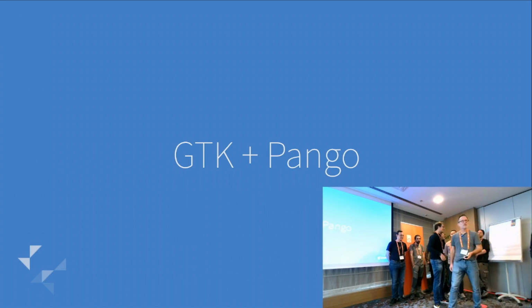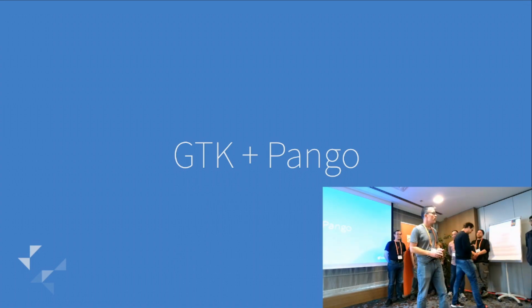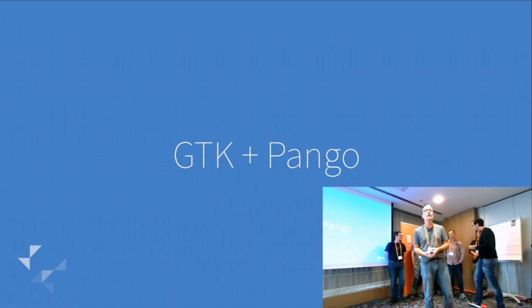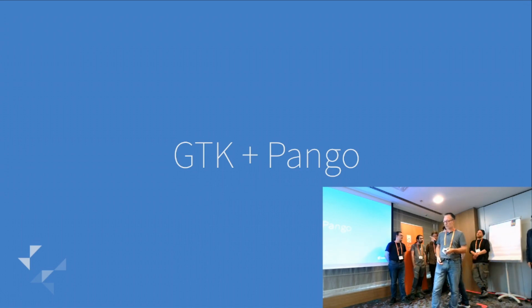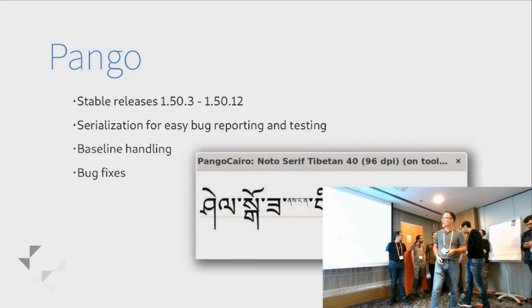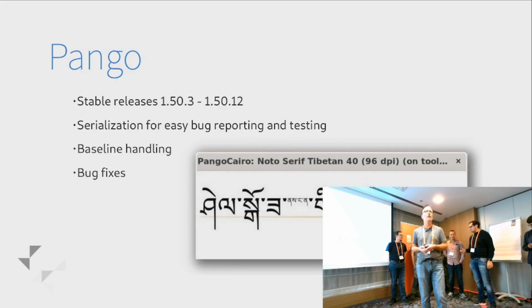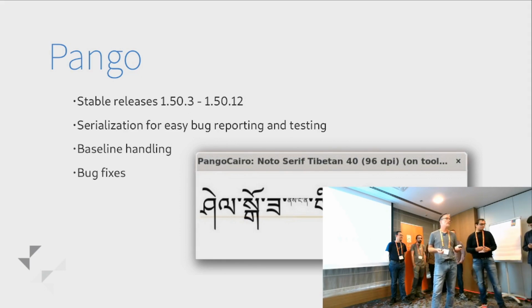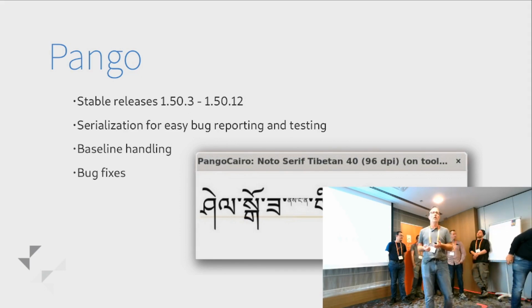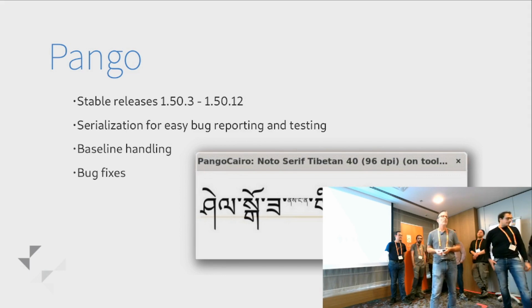Yeah, hello. I'm Matthias. I work at Red Hat in the desktop team, and I've been working on GTK and Pango for quite a few years. So I'll give a little update on that. Pango, if you don't know it, is the text rendering library that provides text rendering for both GTK and for GNOME Shell. So you've definitely seen the output of Pango on your screen.